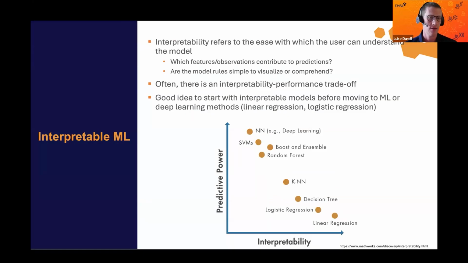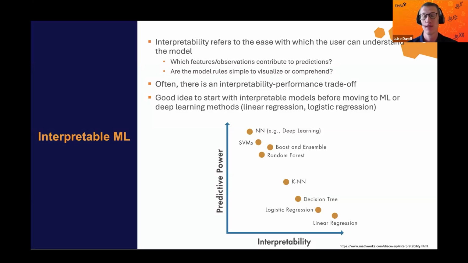Okay, interpretability. Interpretability refers to the ease with which the user can understand the model. One notion of interpretability is which features or observations contribute to predictions. This could be something like importance plots or Shapley or LIME or ALE or something like this. What's the relationship between my features and my predictions? Another facet of interpretability is, are the model rules simple to visualize or comprehend? In other words, can I look at the model and understand how it got where it got?